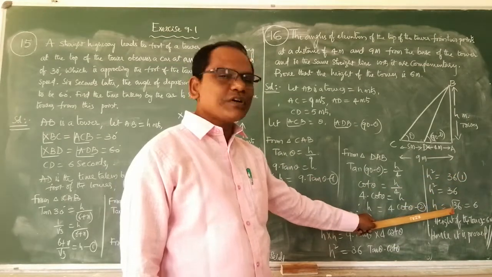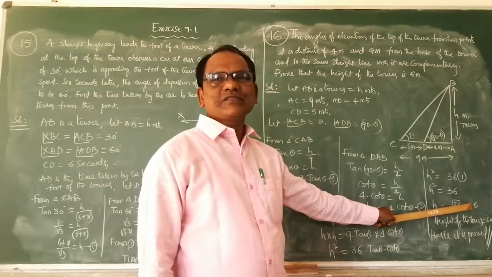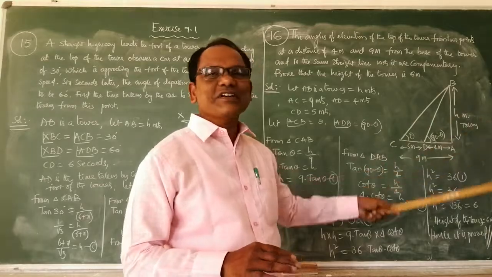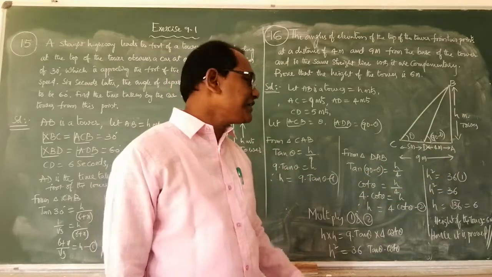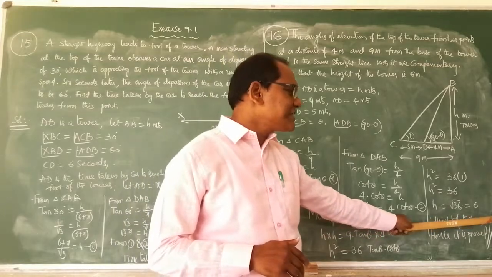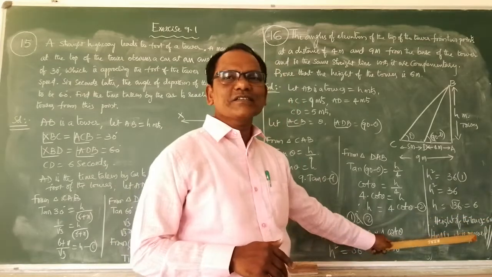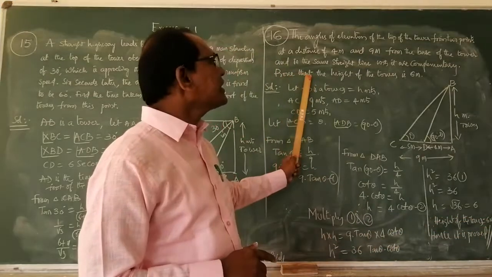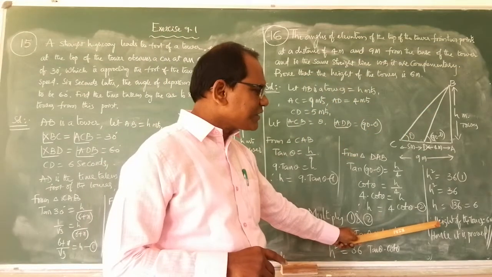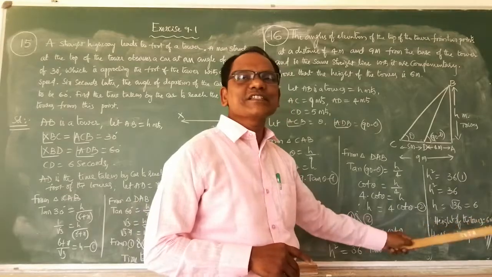Therefore, h equals square root of 36, so it is plus or minus 6. We are going to count the height of the tower, so it is not in negative form. That's why we take the positive 6. Therefore, height of the tower is 6 meters. Hence, it is proved. Prove that the height of the tower is 6 meters. We got the answer here now.